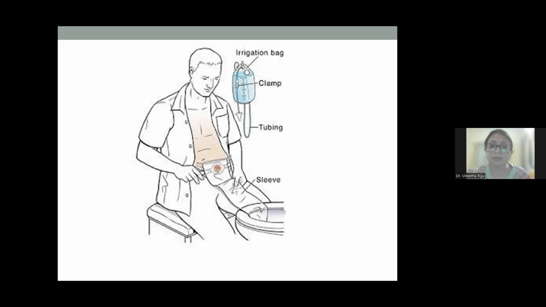You have an irrigation bag with a clamp in one end, which is attached with a tubing. Now the little funnel shaped thing that you see in the end is being put into the stoma, and just lukewarm water is let to run from the irrigation bag through the tubing into the stoma through that funnel shaped, conical thing. Once the entire bag is complete, the fluid is run completely, then it is detached, and the bowel is let to wash out with the help of the sleeve into the commode.